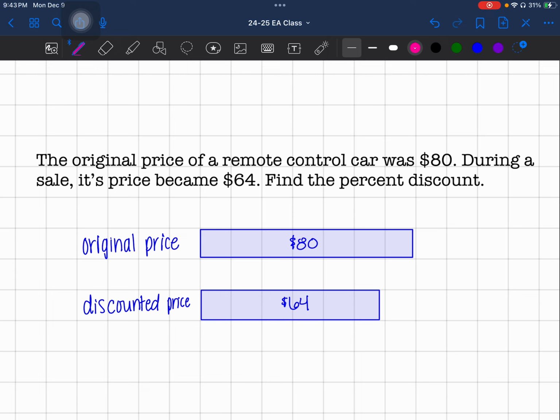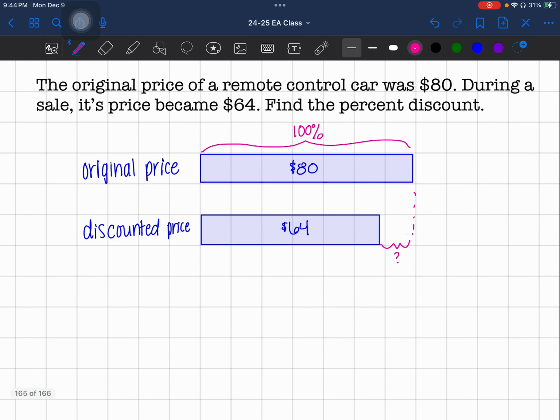I've set it up for you, okay? The original price of a remote control car was $80. During a sale, its price became $64. Find the percent discount, okay? So this is your original 100%, and we're trying to find the decrease, okay? Pause the video and come back when you think you have your answer, okay?